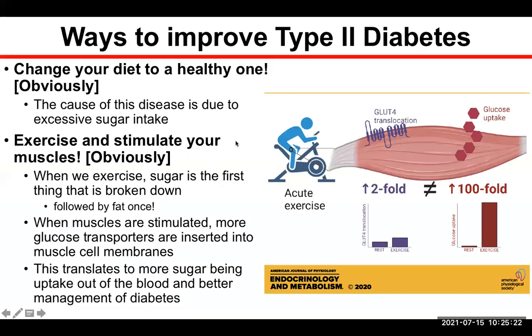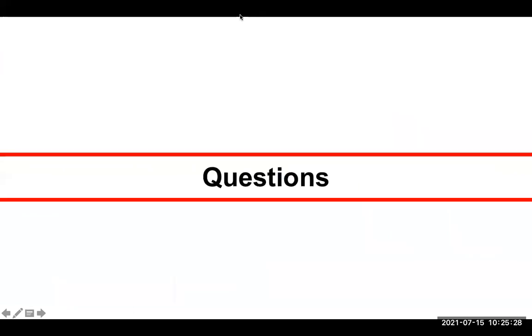So these are going to be the two main ways of being able to get your type 2 diabetes under control. Those are the main points that I really want you to know.